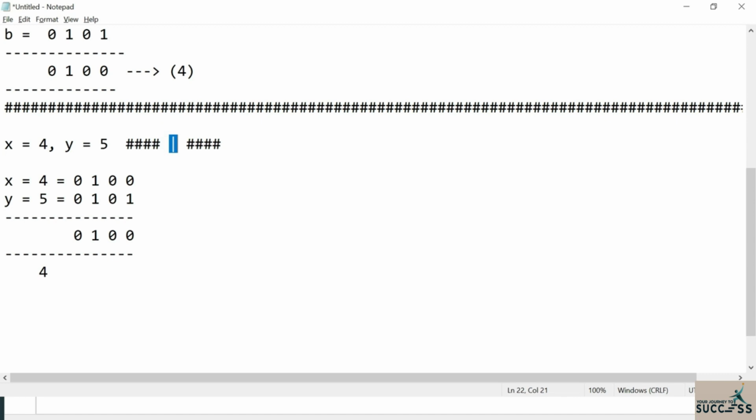So now x value is what? 0100 in binary format. Y value is what? 0101 in binary format. Now let us apply the OR operator. The primary rule for the OR operator is that if both the bits are false, like both the bits are 0, it is 0. In all the other cases it is 1 only. So in this case only it is 0, and in all the other cases it is 1 only.